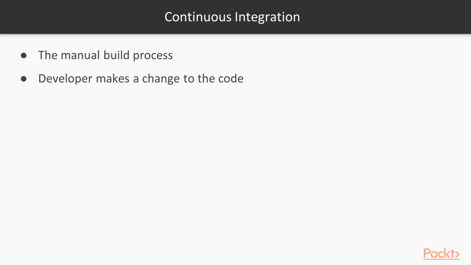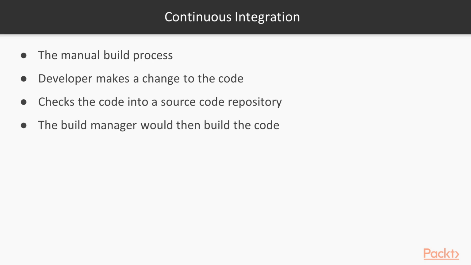First you have the developer who makes a change to the code. He then checks in the code to a source code repository. Mostly in companies, when you're working with source code changes, you would use a source code version management system such as Git. So you would upload your changes to the code. You would then have a build manager. This was in the past. You would have other software engineers who would actually build your code. So this was a manual build process for your code.